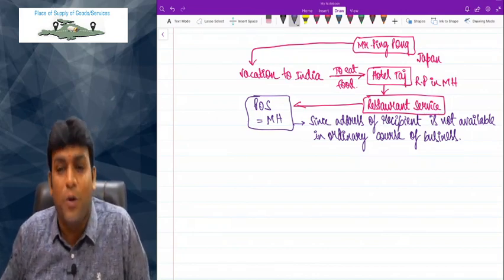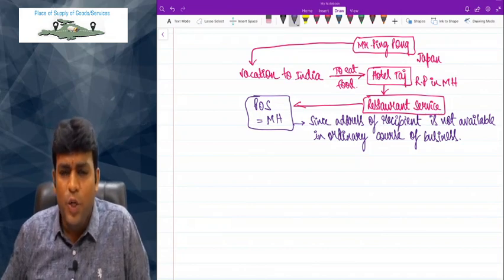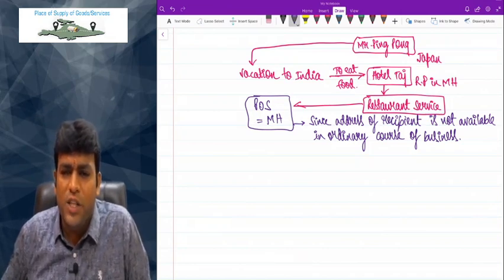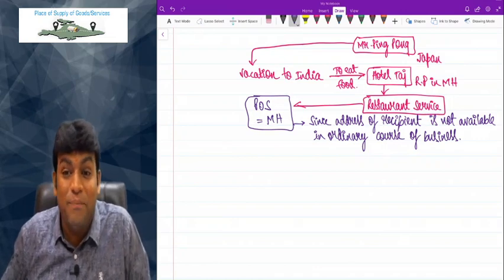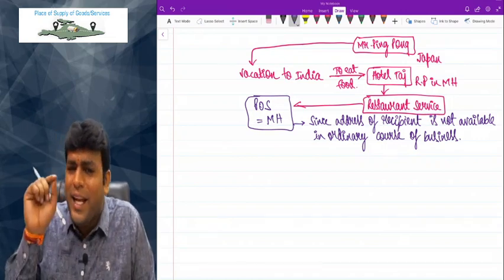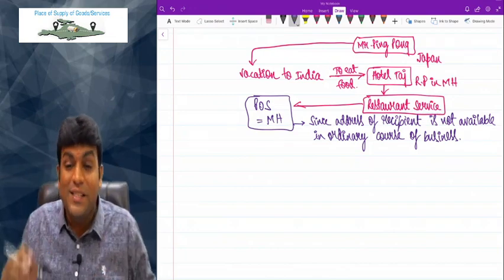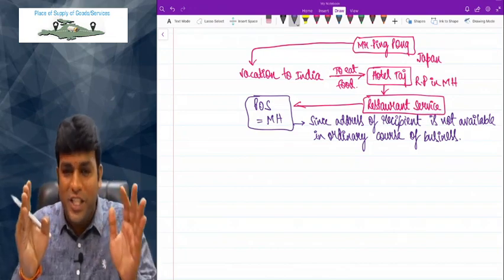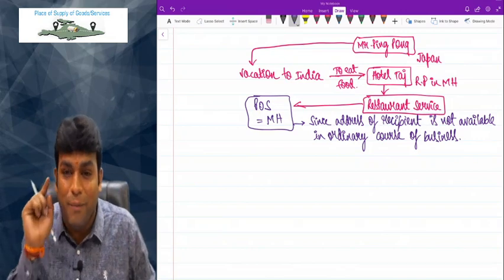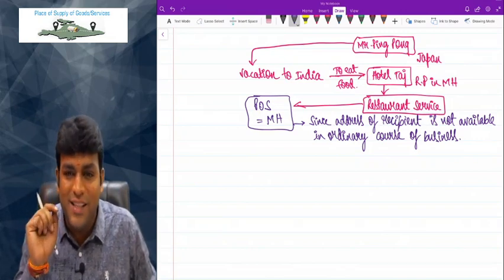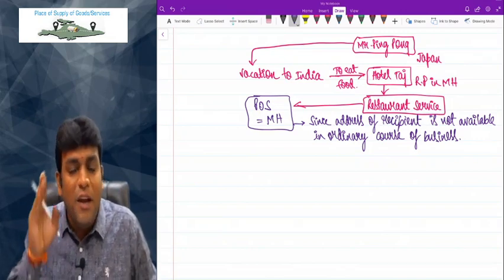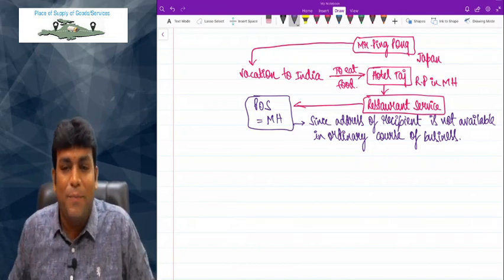Then again you will ask me the question, sir, when he is a tourist, you only told that supply to a tourist is called interstate supply. Sir, I want you to recollect some point there properly. There what I clearly told you was supply of goods to a tourist. Supply of goods to a tourist is regarded as interstate supply, but not supply of service. Supply of service to a tourist, we never call it as interstate supply.